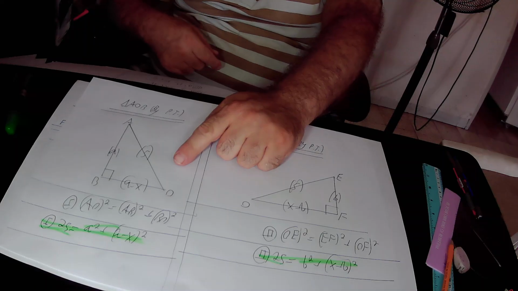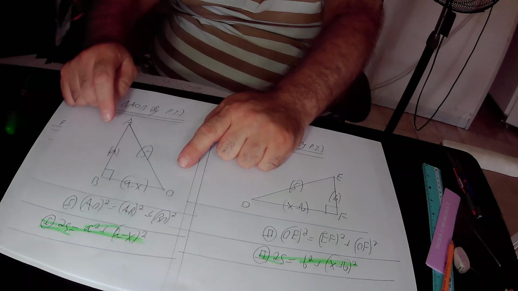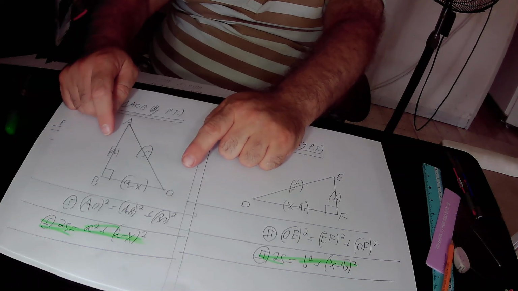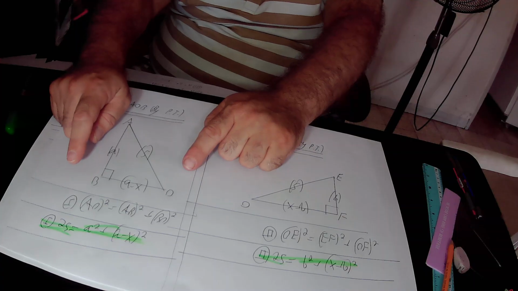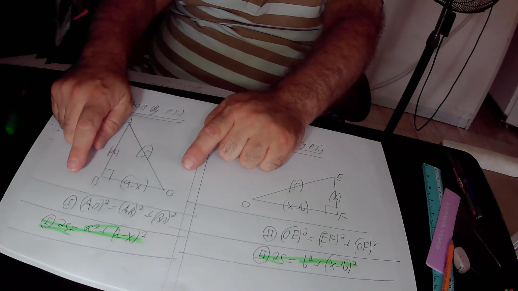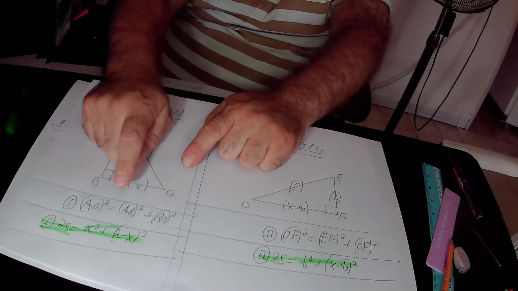AO is 5, therefore AO squared is 5 squared, that is 25, and it equals AB squared. AB is A, therefore AB squared is A squared, plus BO squared. BO is A minus X, therefore BO squared is (A minus X) squared. So in total, according to equation 1, we have found out that 25 equals A squared plus (A minus X) squared.